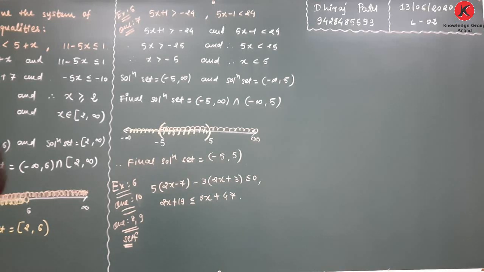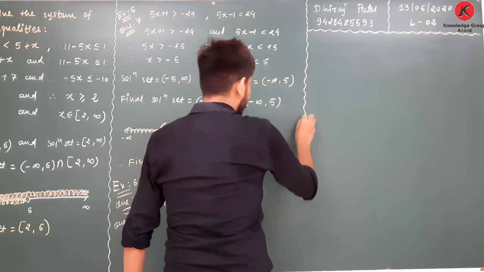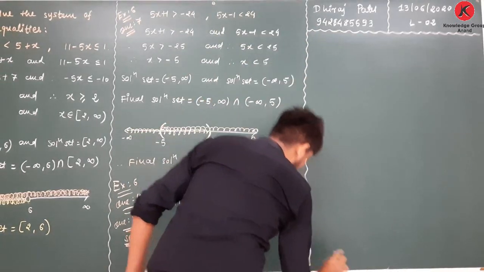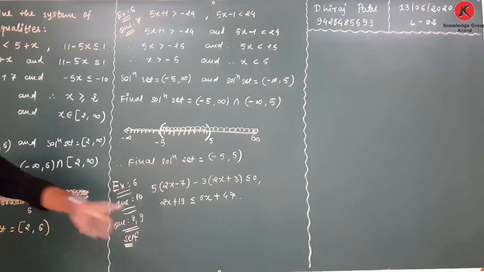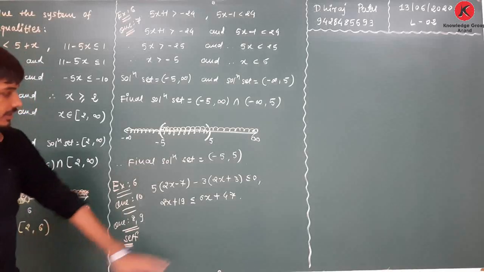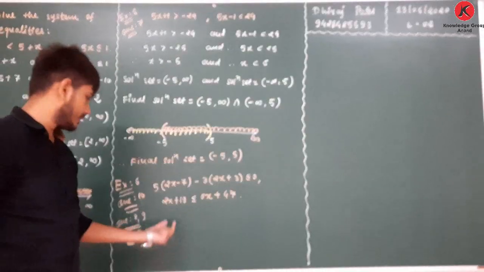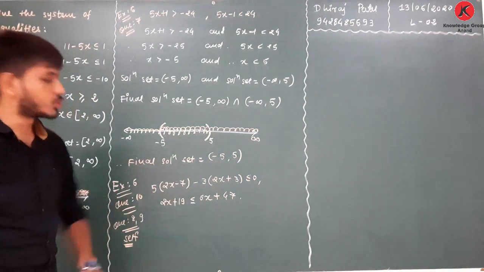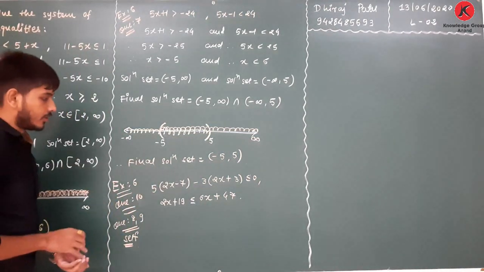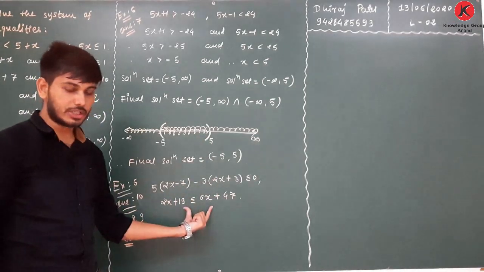Now the next question, exercise 6, question number 10. Questions 8 and 9 you have to solve by yourself for practice. Question number 10 is: 5 into (2x minus 7) minus 3 into (2x plus 3) is less than or equal to 0, and the second inequality is 2x plus 19 less than or equal to 6x plus 47. Now first of all simplify this inequality and simplify this inequality also.